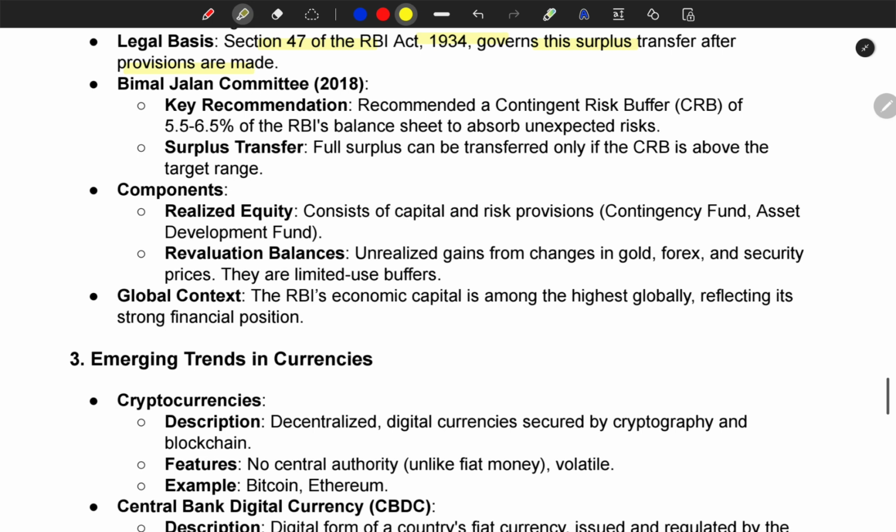Bimal Jalan Committee in the year 2018, key recommendations: a contingent risk buffer (CRB) of 5.5 to 6.5% of the RBI's balance sheet to absorb unexpected risk. Surplus transfer: the full surplus can be transferred only if the CRB is above the target range.